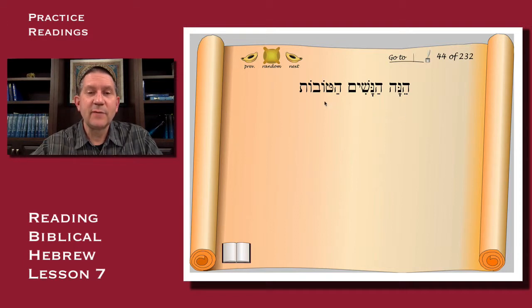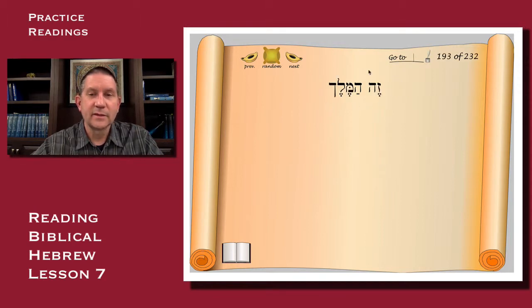Hena hanashim hatovot. So we have a demonstrative at the beginning. This is predicate position. In English, we're going to need to start with that. So those are the women, the good ones. Those are the good women. Zeh hamelech. Zeh is in predicate position. This is the king.